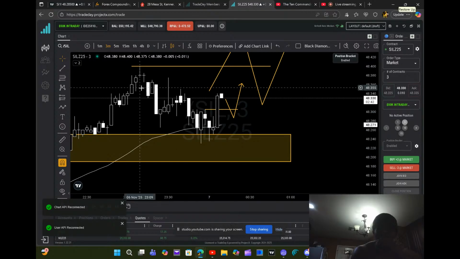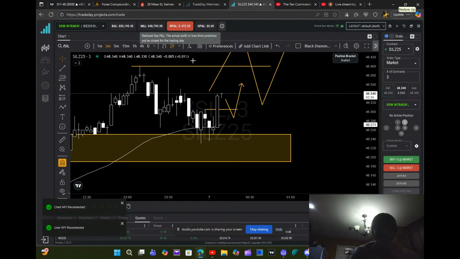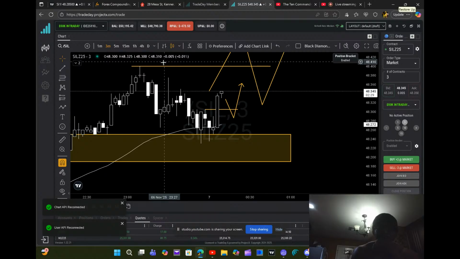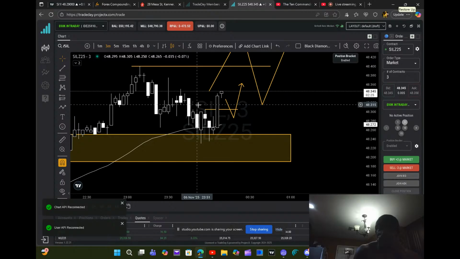I'm tempted to get in right here. I don't want it to be that big. I'm 472 down already. Let's see what we get. If it runs away, I can just wait for it to break this high. I know if it breaks this high, you know. So let's see.